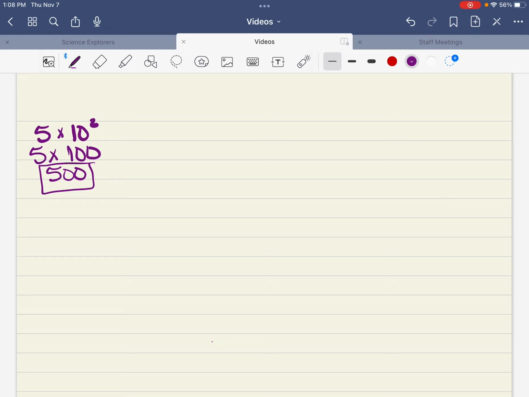Okay? Easy. Let's try another one. Notice I don't have any equal signs in here, by the way. This is an expression, not an equation. And so expressions don't have equal signs, but equations do. So we're going to write expressions. Let's write 3 times 10 to the 3rd power. All right, 3 times 10 to the 3rd power.